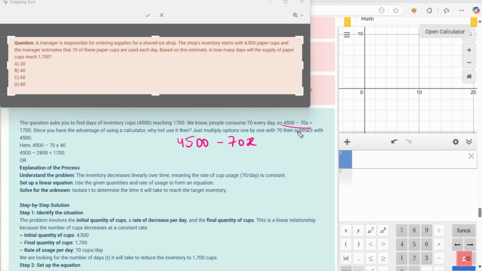As you can see the equation, we know that based on the conversation, because here we have 4,500 paper cups, that is our inventory start, meaning to say it is our initial value, and 70 of these cups are getting reduced. Okay, how many days will the supply of paper cups reach 1,700? And the manager wanted and expected it to reach 1,700. So based on that, we can add options here like 70 multiply 20, 70 multiply 40, and that's how we get the value. Like here, subtracted at the end, we get the actual value, that is 1,700.